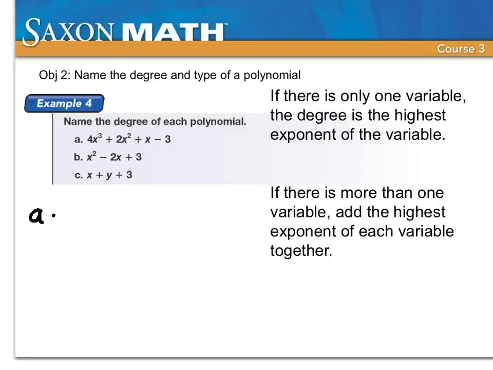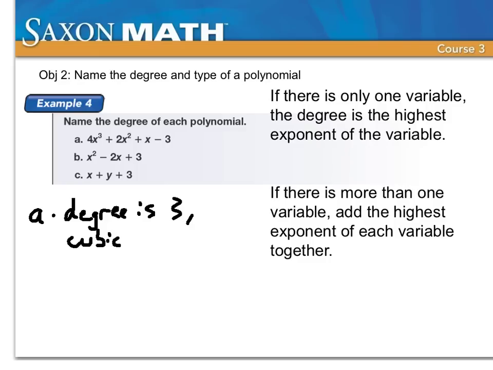In example A, there's only one variable. There's an x cubed, an x squared, and an x. So there's not like an x and a y. All my variables are x's. So my degree is just the highest exponent that I have there. When I look at all my x's, the highest exponent I see is a 3. So the degree is 3 for A. And then I also want you to name the type. Well, we learned on the last slide that a polynomial with a degree of 3 is called cubic.